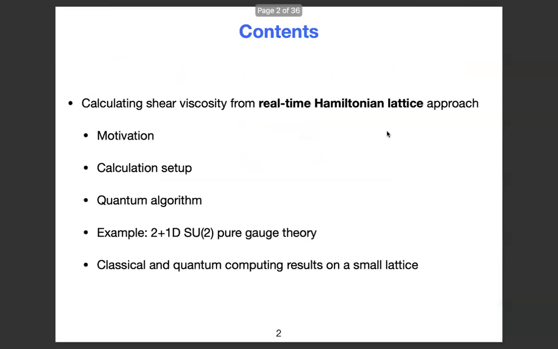Okay, so here's the agenda of my talk. I'll mainly talk about calculating shear viscosity using real-time Hamiltonian lattice approach. And I'll start with the motivation why we want to calculate shear viscosity. Then I will set up the numerical calculation and discuss a quantum algorithm to realize this numerical setup. And then I'll apply this setup to study 2+1D SU(2) pure gauge theory. And in the end, I'll show you some classical and quantum results on a small lattice.